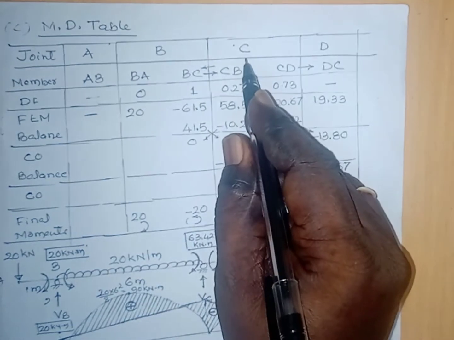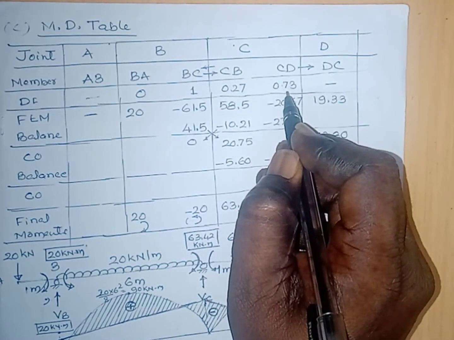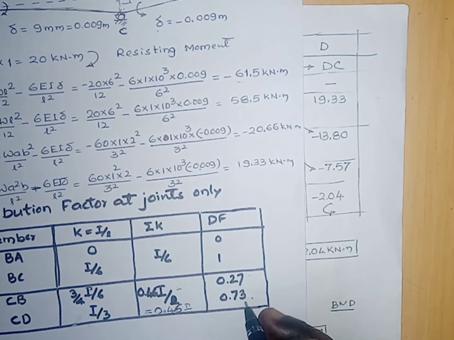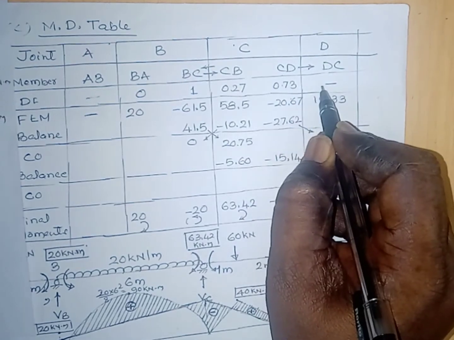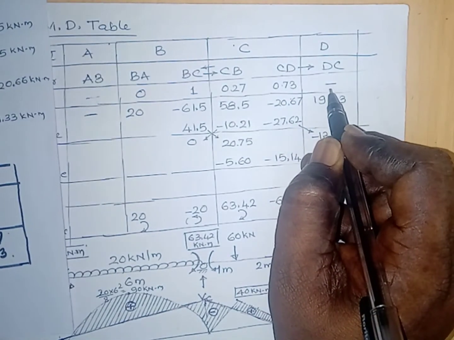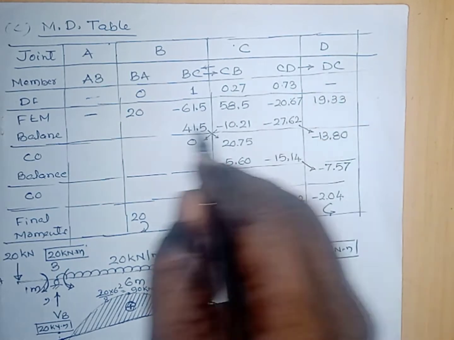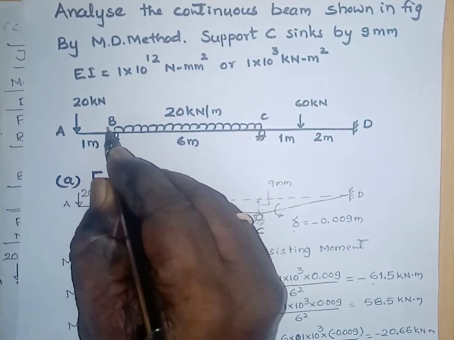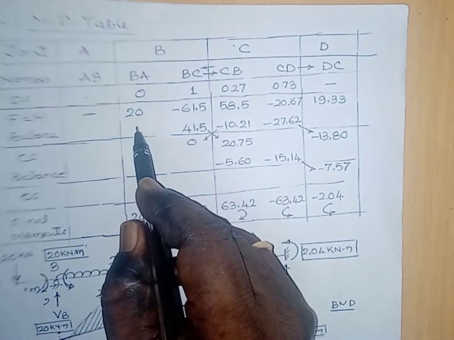For joint C, two members are connected, one is CB and another one is CD. For CB and CD, we have calculated 0.27 and 0.73 respectively. For joint D, that is a fixed end, the end support, there is no need to calculate the distribution factor. Here, write the fixed end moment. We have converted this moment as the resisting moment, that is 20 kilonewton meter.